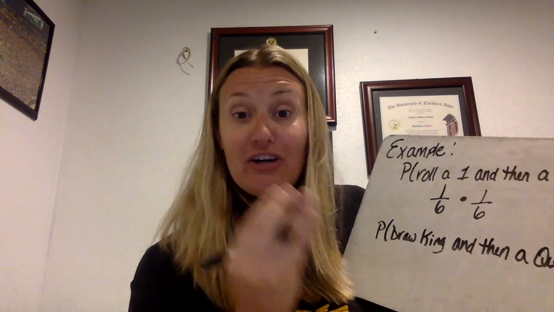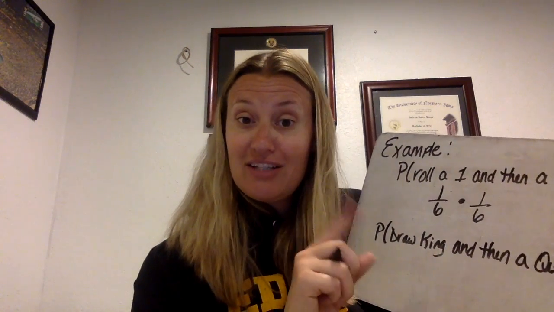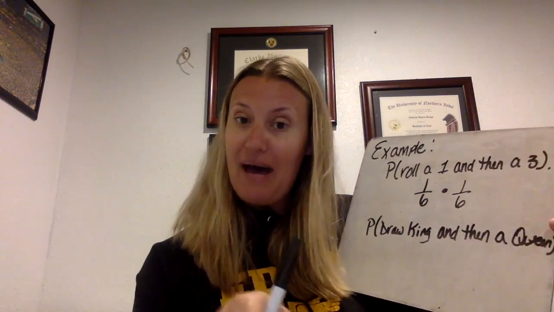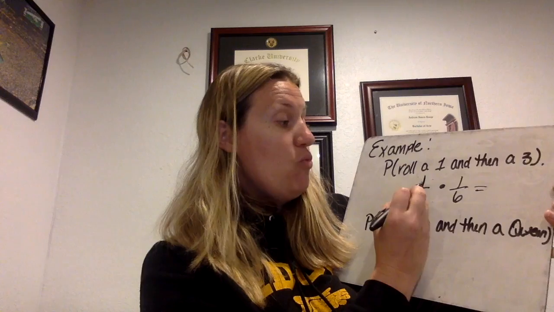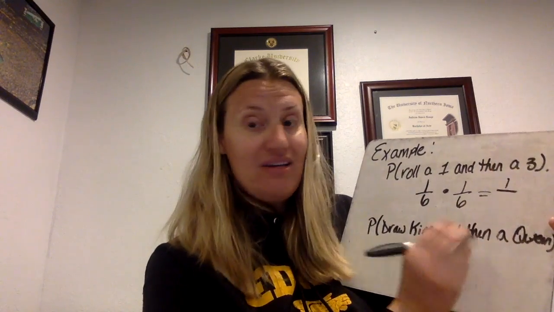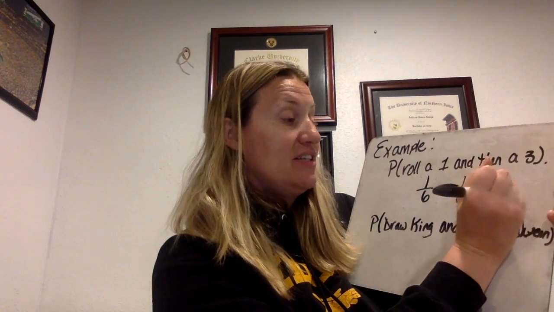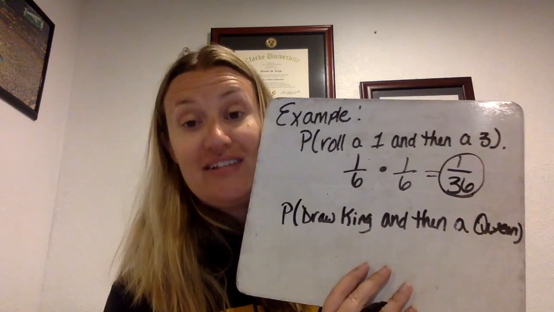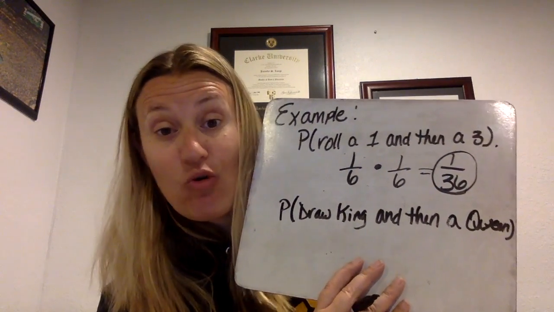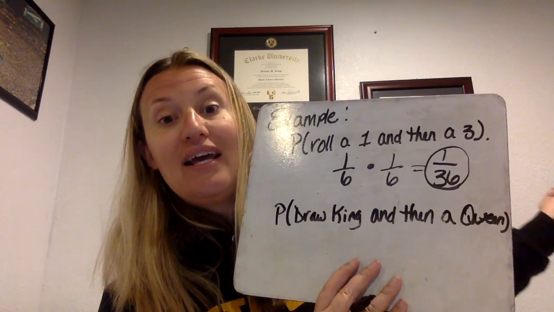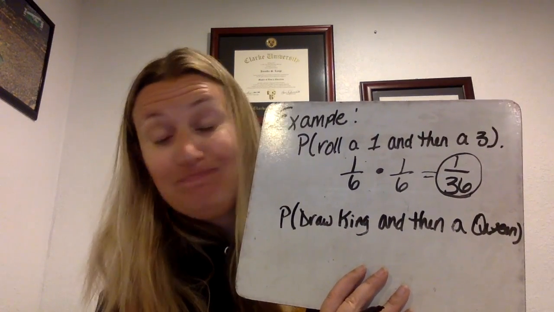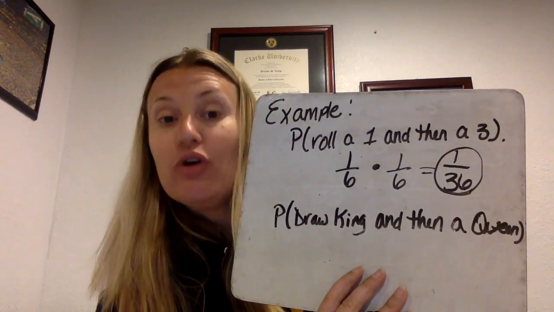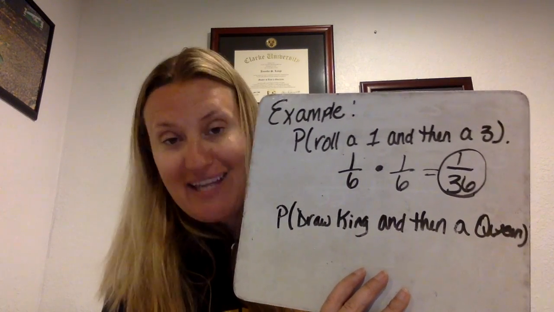Now you remember the song, multiplying fractions, that's no problem. Take the top times the top and the bottom times the bottom, right? So 1 times 1 is 1. 6 times 6 is 36. So there is only a 1 out of 36 chance that I will take a dice, roll a 1, pick it up, and then on my second roll get a 3. Not nearly as simple as doing just one of those or the "or" where I could add them together.